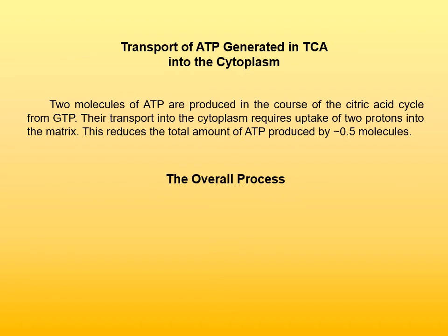The overall process, depending on the shuttle that is used, produces between 29.5 and 31 molecules of ATP. The average is 30 molecules of ATP, which we can compare with only 2 molecules that are produced in the course of glycolysis. The net overall reaction for the complete oxidation of glucose is: 1 molecule of glucose reacts with 6 molecules of oxygen and 30 molecules of ADP and 30 molecules of phosphate. Products are 6 molecules of carbon dioxide, 6 molecules of water, and 30 molecules of ATP.